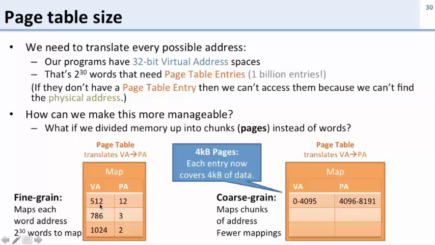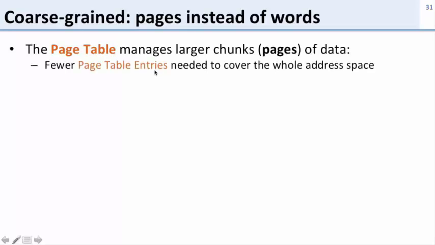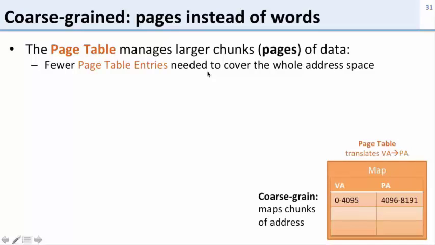Before, we had each entry in our page table handling 1 word or 4 bytes of data. So each chunk here is 1,024 times larger than they were here, so we need 1,000th as many of these entries. Makes our page table much smaller. So now we're going to do this coarse-grained pages instead. Our page table is no longer going to manage entries for each word, it's going to manage entries for each page. So we have fewer entries needed to cover the whole address space.